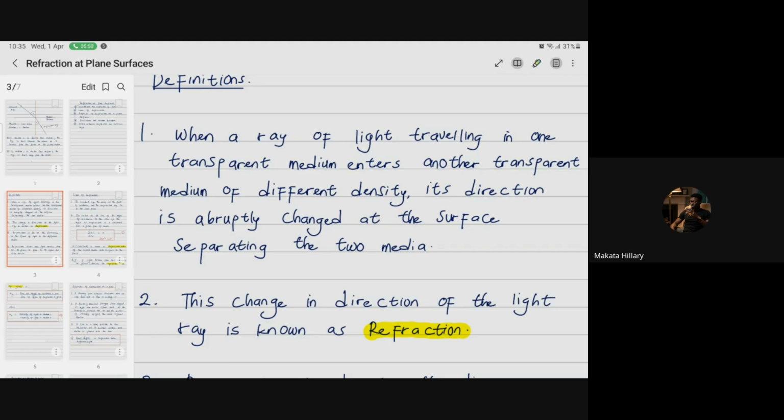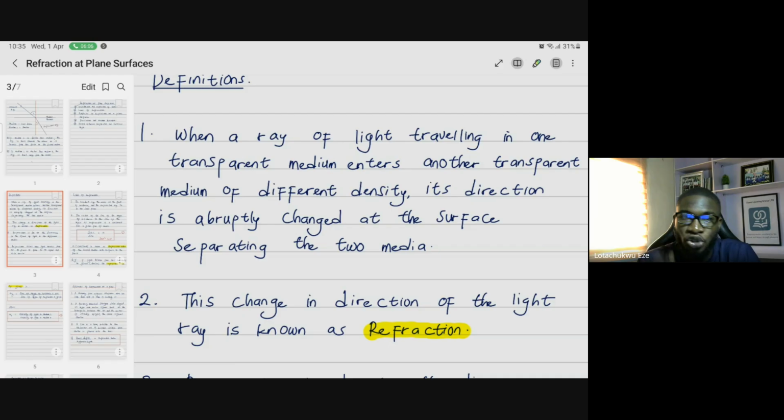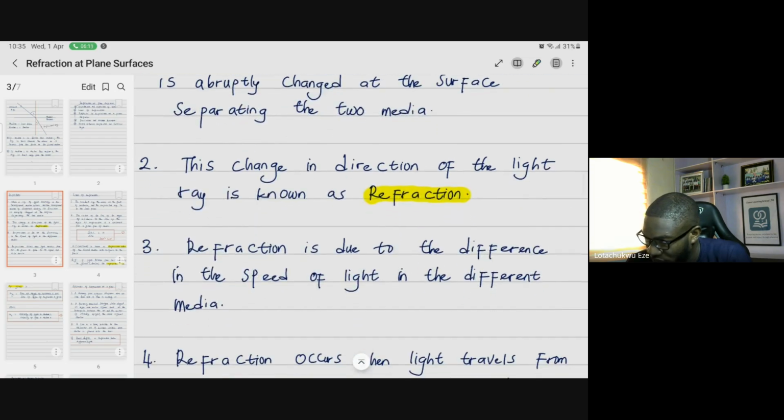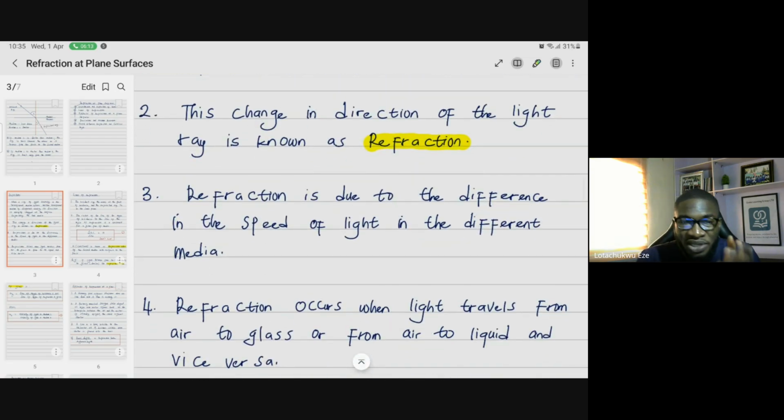A good number of us should know that once there's that change in direction of the light, it is regarded as refraction because there's a change in medium. Remember that light can only keep traveling in a straight line if there is no change in the medium and if there is no obstacle, right? So from one transparent medium to another transparent medium, we say that refraction has occurred. The basic thing I want you to remember is that refraction is due to the difference in speed of light in these different media.